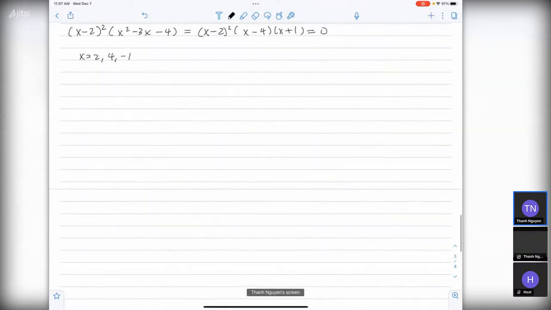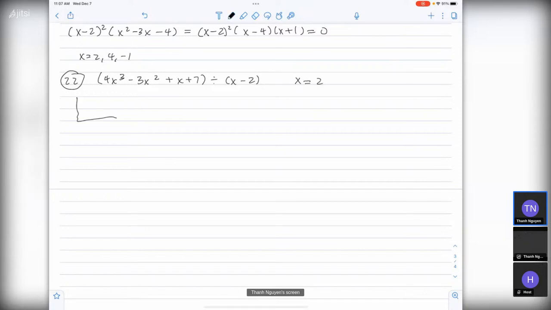Okay, 22. We want 4x cubed minus 3x squared plus x plus 7, and we're dividing it by x minus 2. So we can use synthetic division. x minus 2 is x minus c, so c equals 2. Then we can use synthetic division for this. So we have 4, negative 3, 1, and 7, and we have 2 right there.